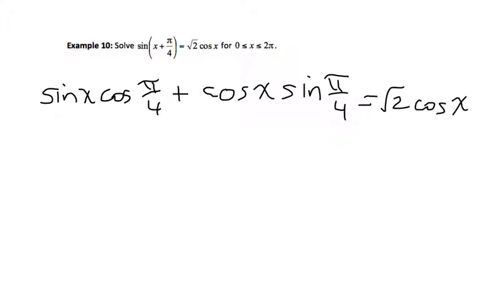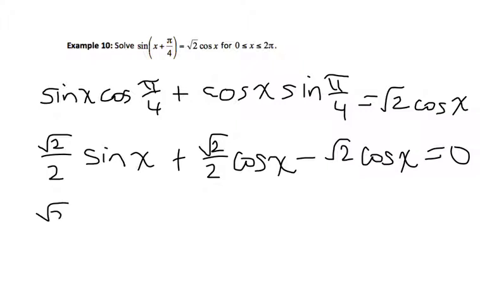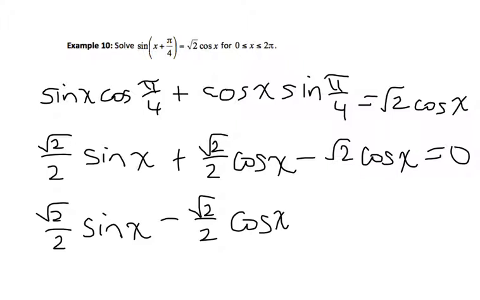So this is root 2 over 2 sine x plus root 2 over 2 cos x minus root 2 cos x equals 0. Root 2 over 2 sine x, and then this is going to be minus root 2 over 2 cos x equals 0. Well, I'm going to move that to the other side.